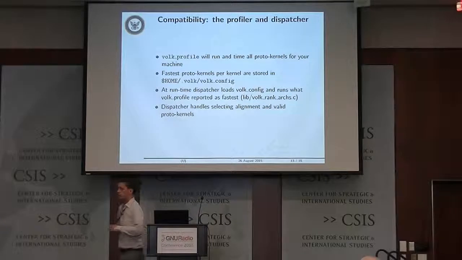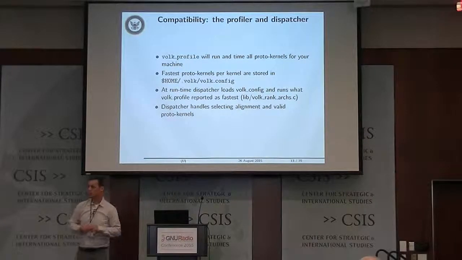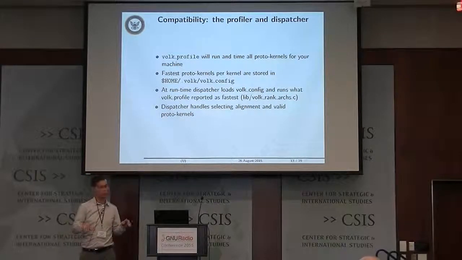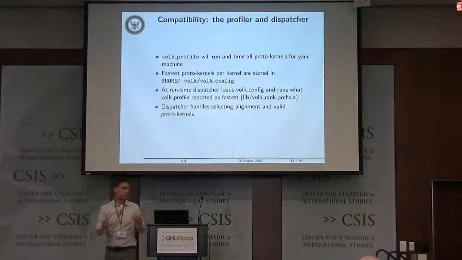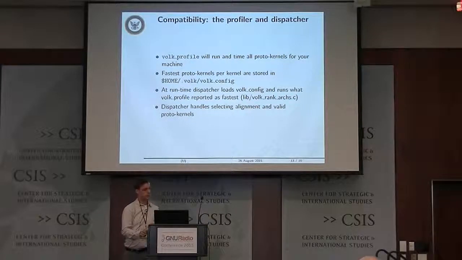Then there's the dispatcher and the profiler. I just mentioned the dispatcher. The profiler is called Volk Profile. If you've never run it before, you probably should. Basically, if you're familiar with FFT wisdom or that kind of idea, it's the same thing where it runs all the implementations that are available for your machine and then records the fastest aligned and unaligned versions. And then we'll write that to a file.